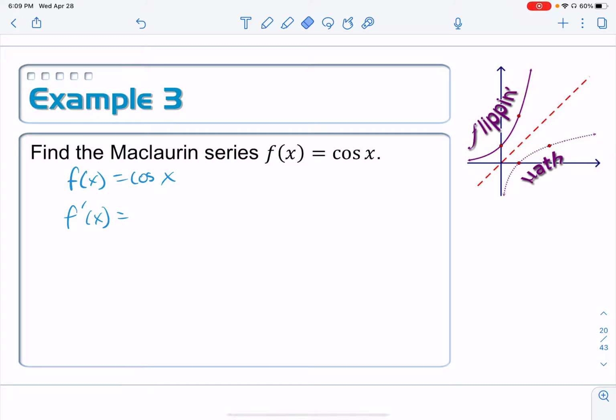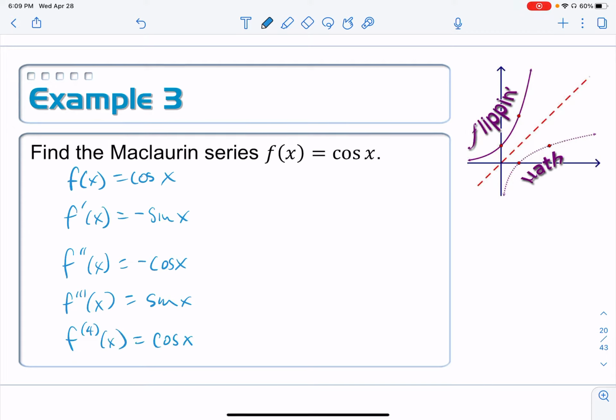So whoops, what's the negative sign? The second derivative, negative cosine, third, put a 3 there. Let's see, derivative of negative cosine, it's negative sine, so sine. And then we are back to cosine again, and it's just going to repeat over and over. It's cyclical. All right, now what do?